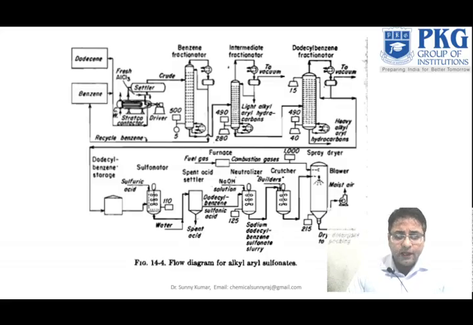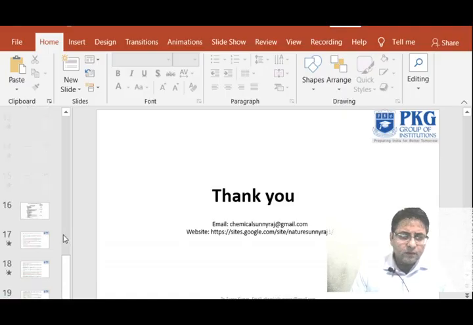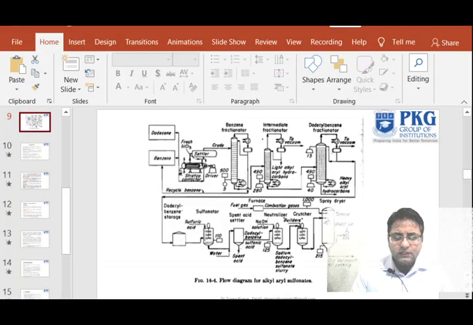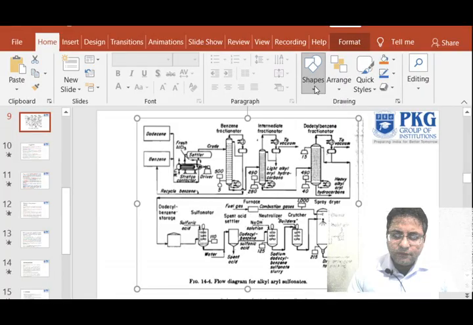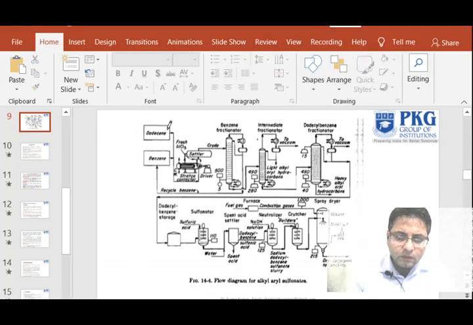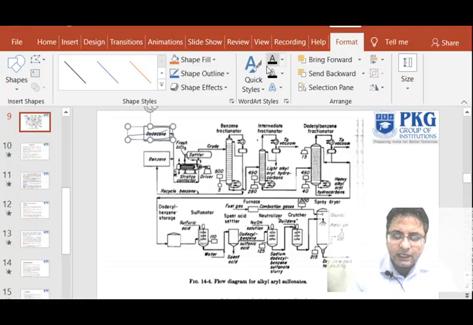So this is a flow diagram for alkyl aryl sulfonates. If you see this diagram, these are the different things. This is the dodecene and this is a storage collector.